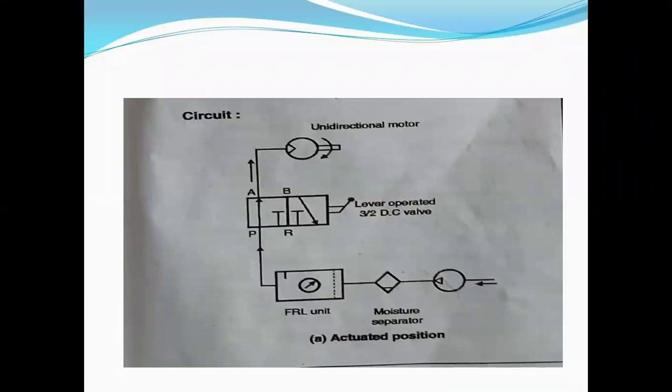Next circuit is the use of a unidirection air motor. There is a difference between a unidirection hydraulic motor and an air motor. The same circuit we discussed in the hydraulic system, so there is just a change in the motor and power pack unit.